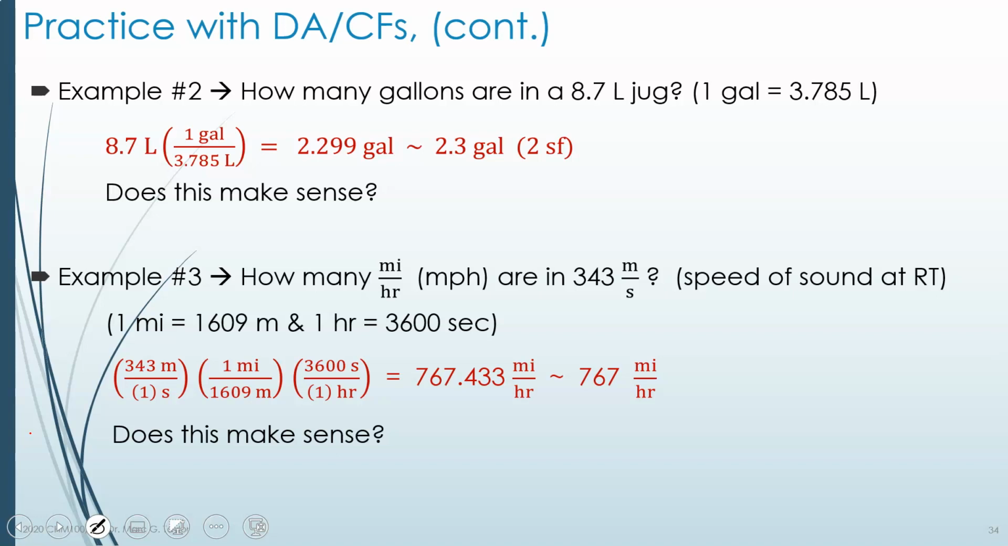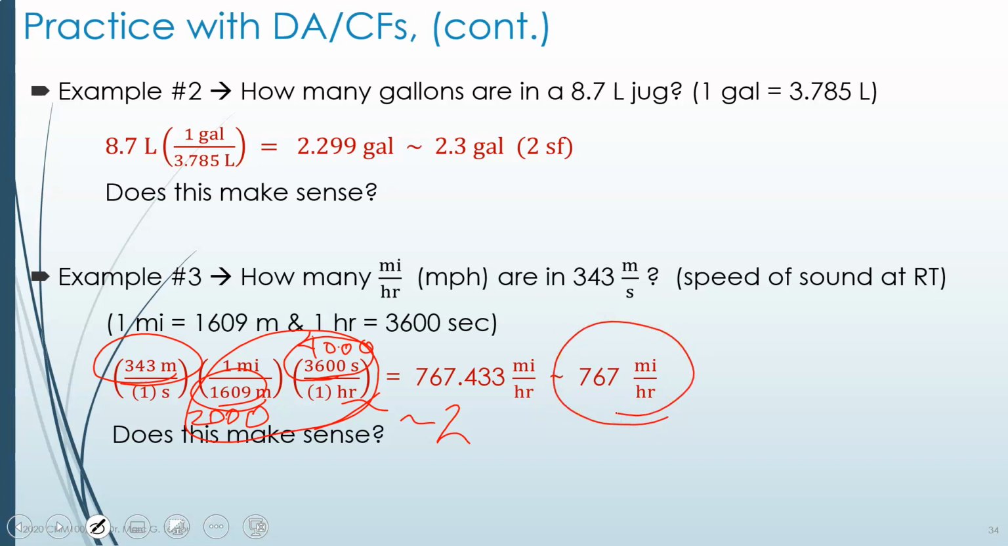You might not be able to do this right away, but you can say, okay, 343 meters per second, and I'm changing a couple things. One has a conversion factor that's about 4,000, and one has a conversion factor that's about 2,000 on the denominator, on the bottom. Well, 4,000 divided by 2,000 is about 2, so this whole number is around 2. So if we multiply this number by 2, we should get somewhere in the ballpark of 700, and sure enough, we do. So it does, in fact, make sense.